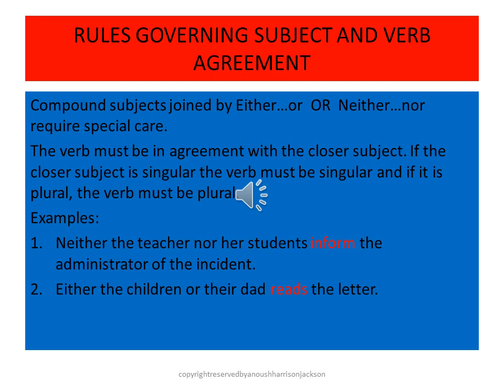Examples. 1. Neither the teacher nor her students informed the administrator of the incident. The verb inform is in agreement with the closer subject, students. Number 2. Either the children or their dad reads the letter. The verb reads is in agreement with dad and not children.